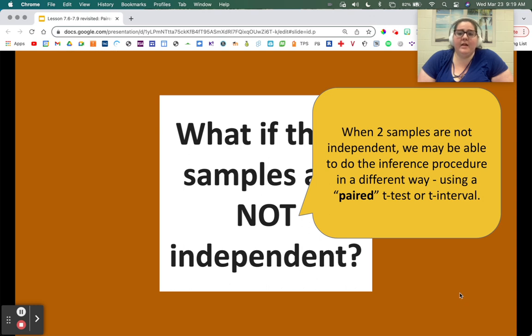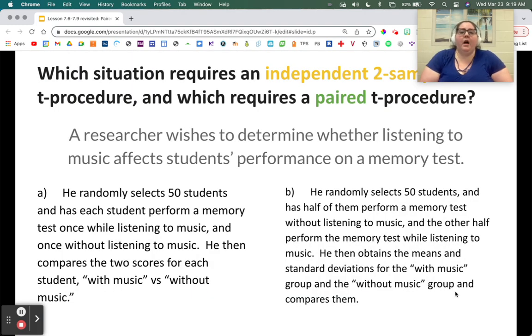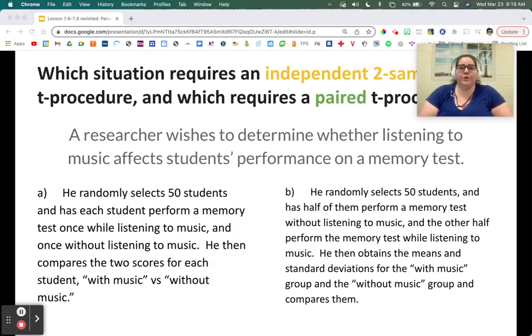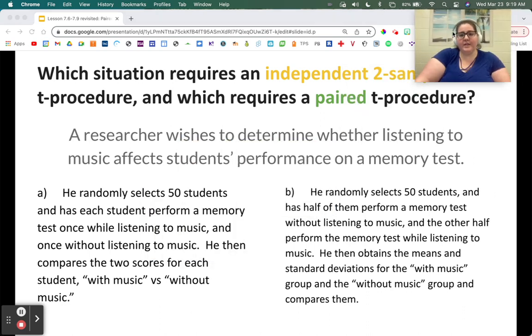So when two samples are not independent, we may still be able to do the inference procedure in a different way using what we call a paired t-test or t-interval. So I'm going to show you some examples and ask you this question: which situation requires an independent two-sample t-procedure and which requires a paired? So again, independent would mean the two groups are completely separate. Paired means that there's a connection between the two groups.